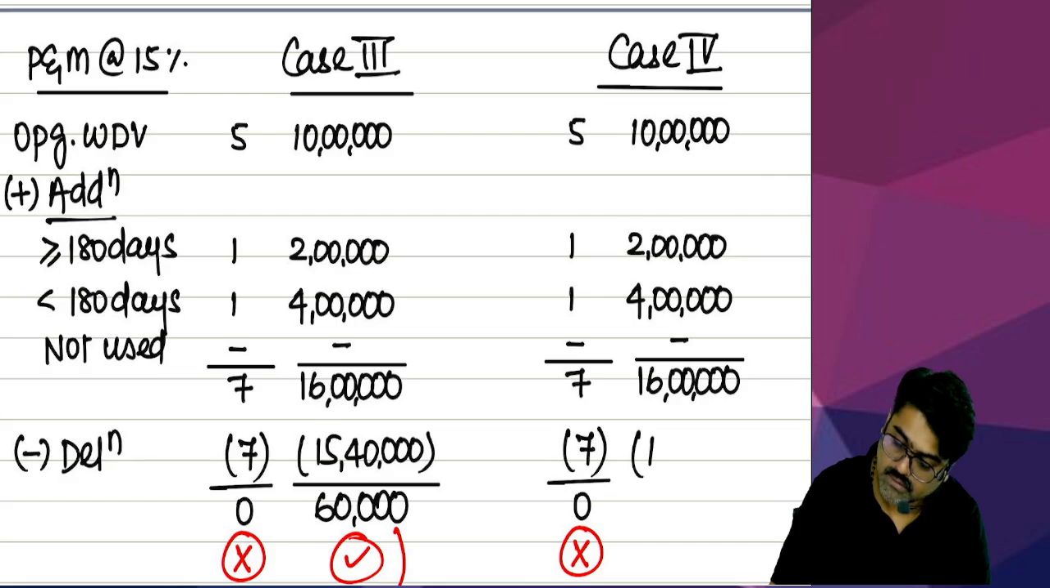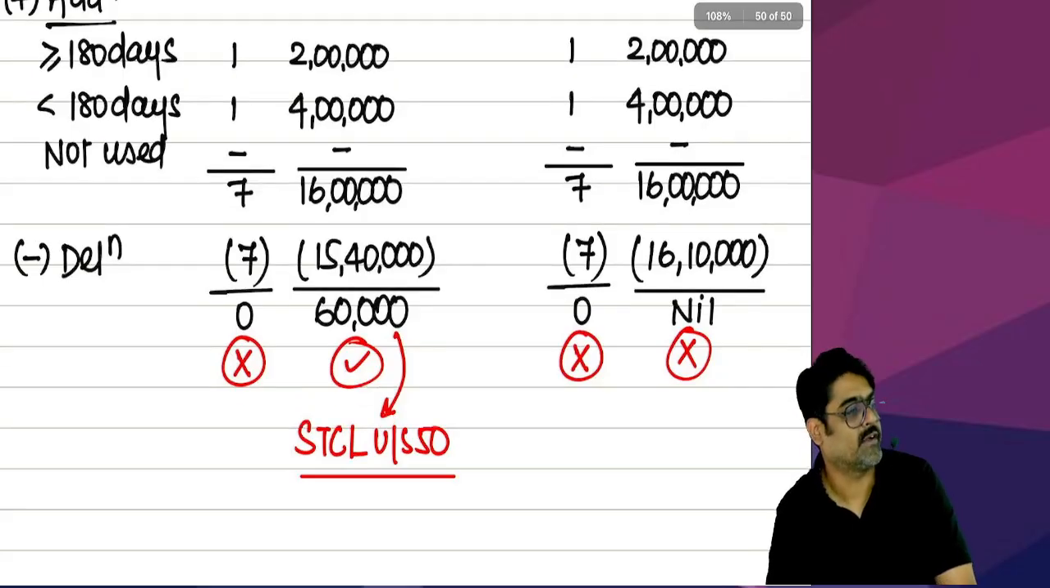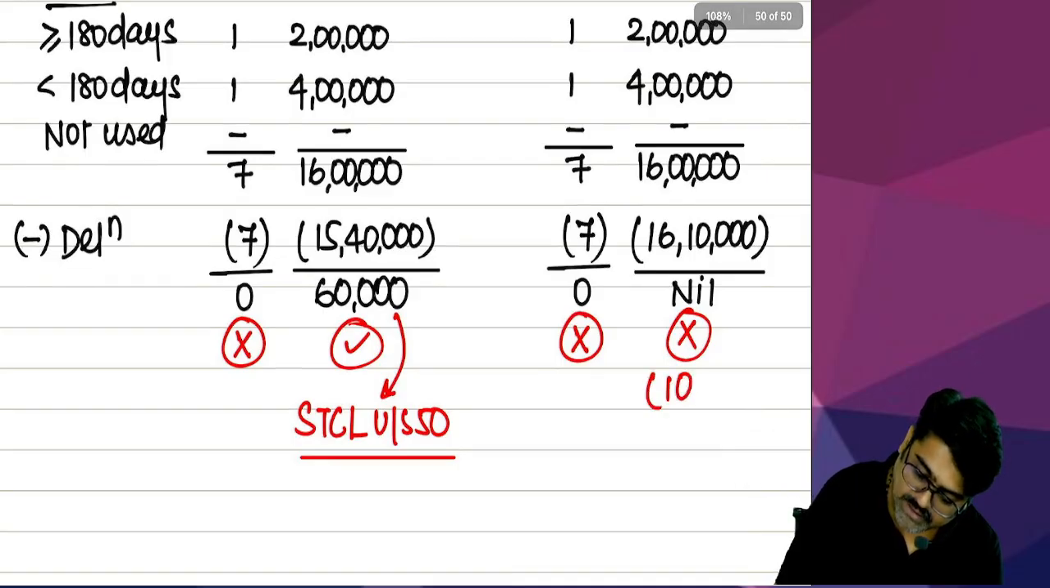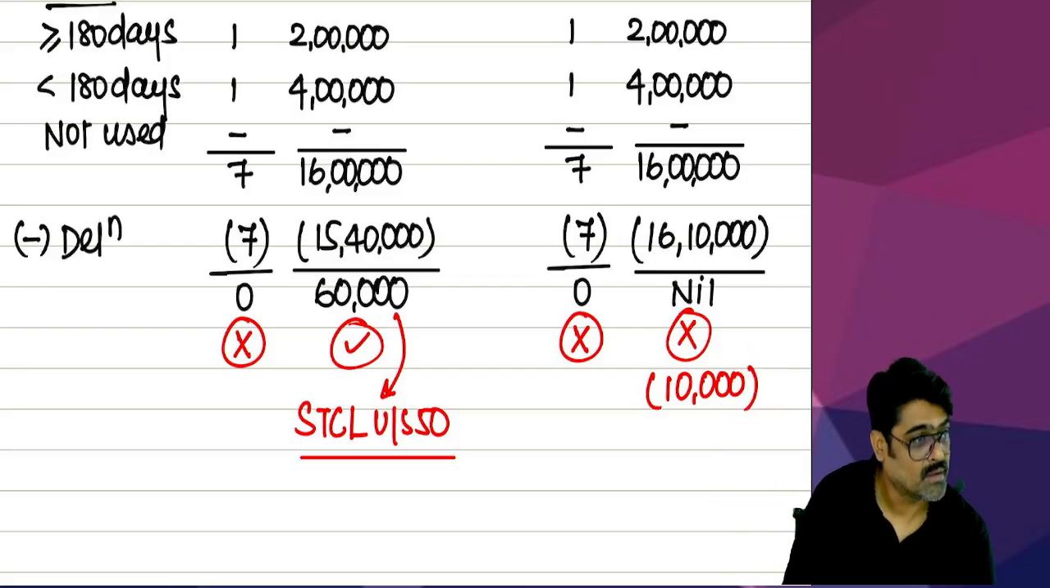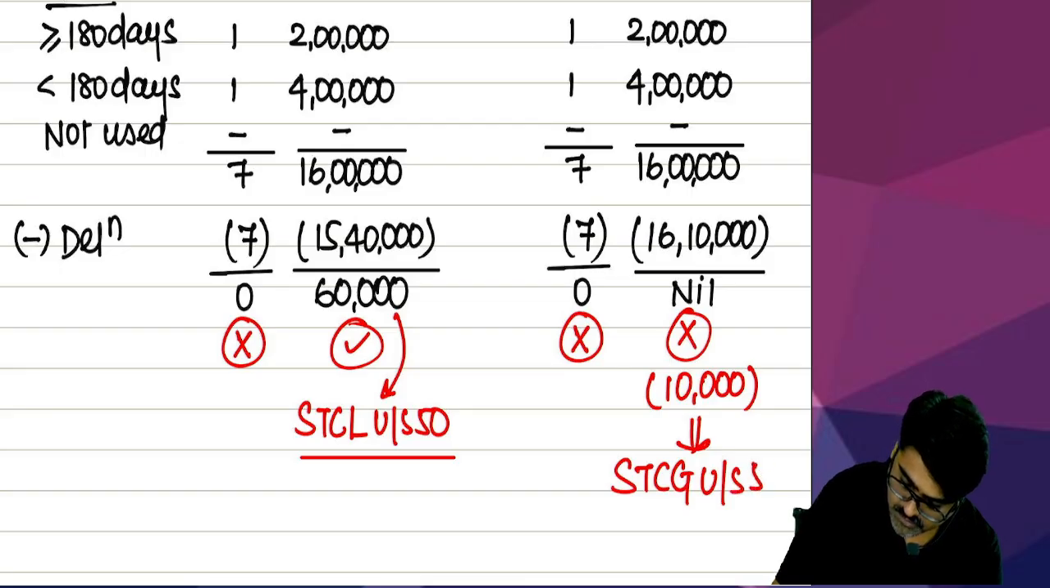16 lakh 10,000. Possible, not possible? Now tell me, will there be any value remaining in the block? No, because the entire value is recovered by selling the assets for 16 lakh 10,000. Don't you think 10,000 extra you have recovered over and above the value of the block? Isn't it a gain for you? So that will be treated as your short-term capital gain under section 50.